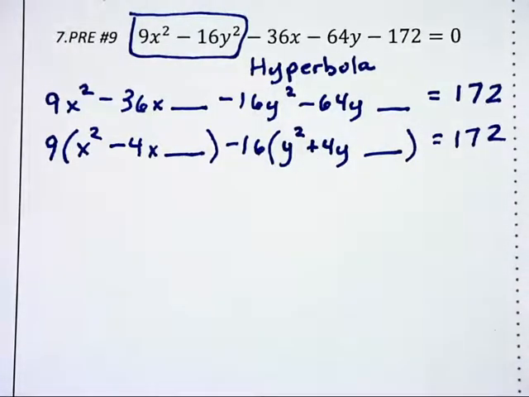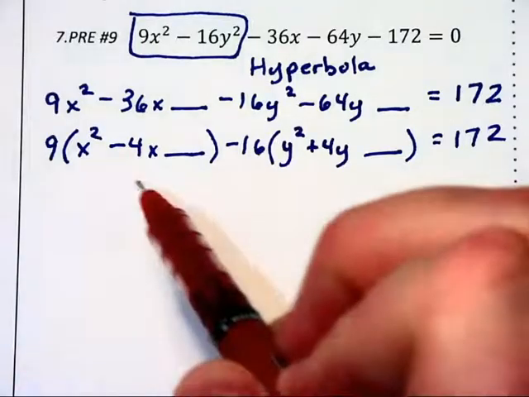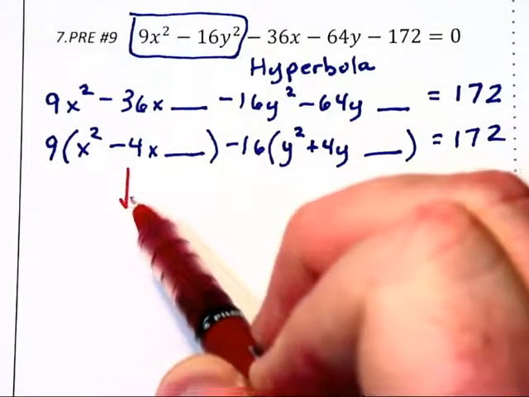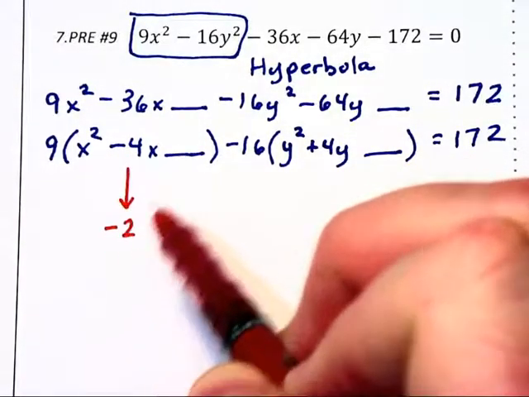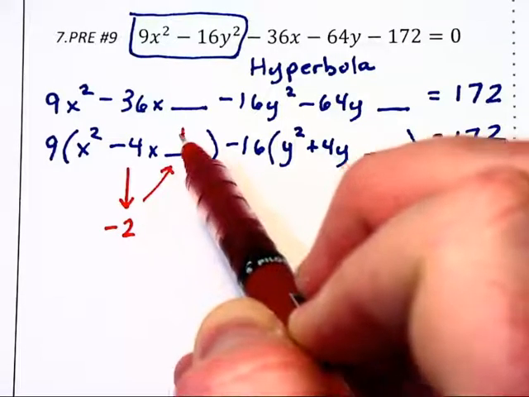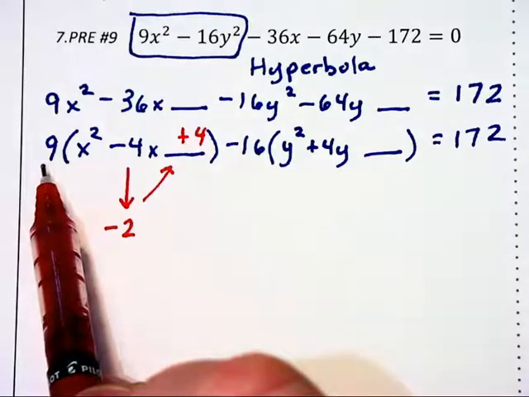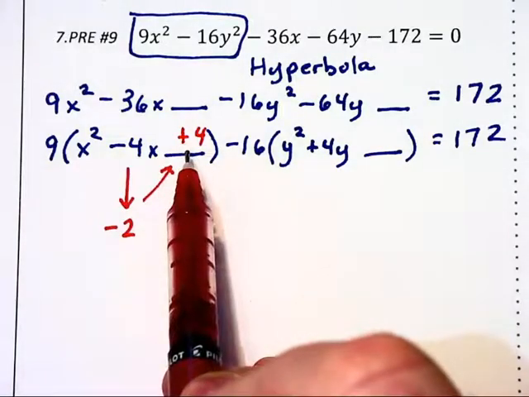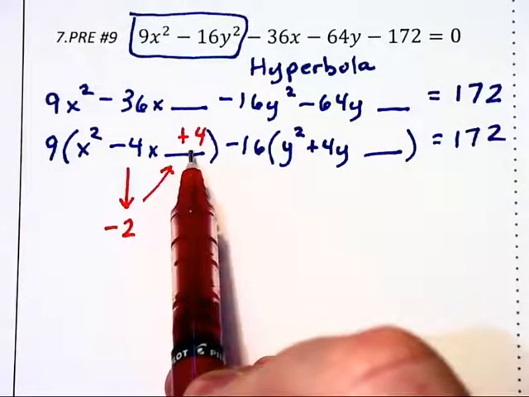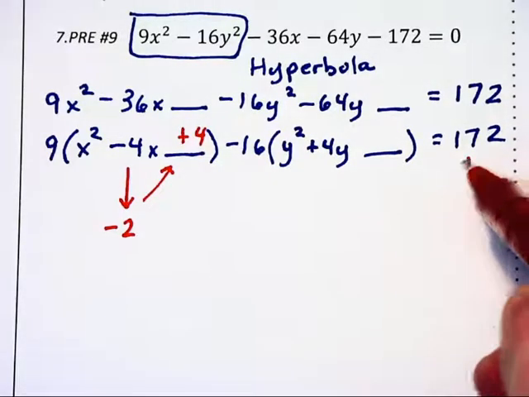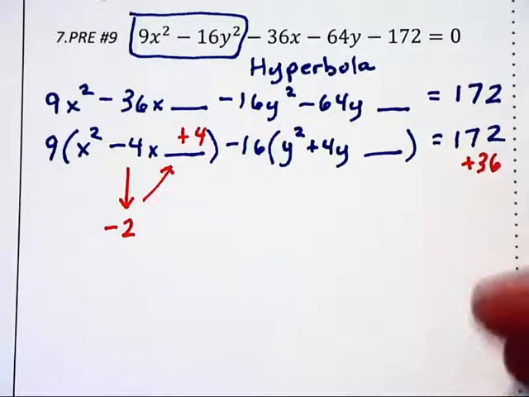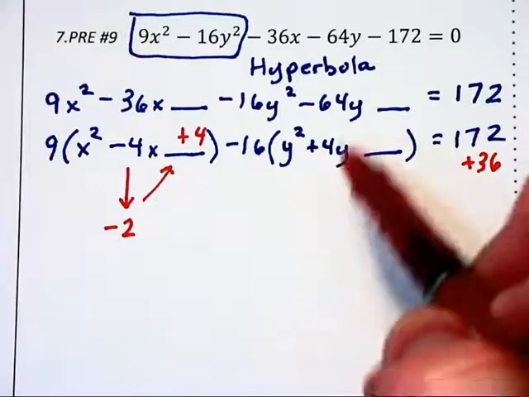Now we begin the cut in half and square step. The negative 4 in the x grouping cuts in half to a negative 2, which in turn squares to a 4. That's not really a 4 because there's a 9 out front that distributes to it. It's really 9 times 4, which is 36, that we've added to the left. So we need to add 36 to the right-hand side to balance that equation.